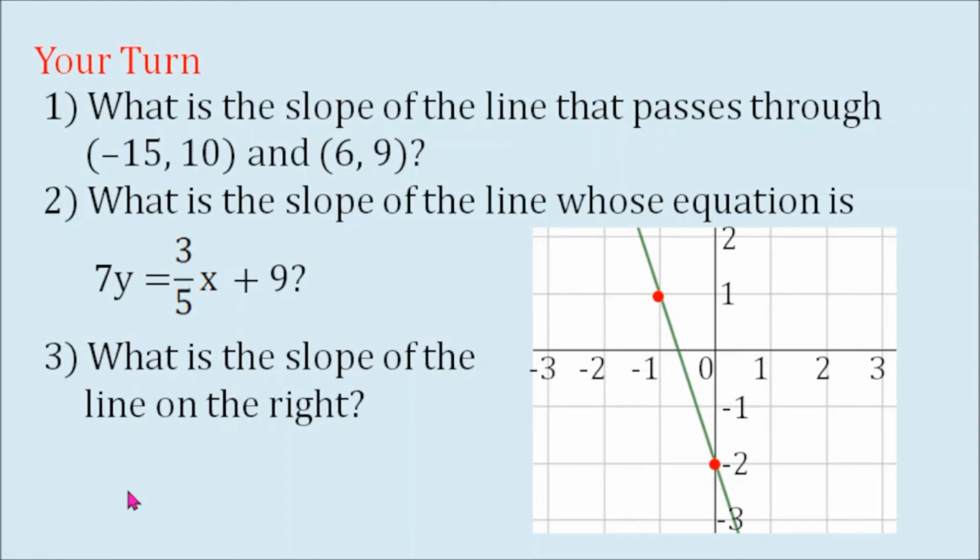Now I will show you the answer. For number 1, our slope is negative 1 over 21. For number 2, our slope is 3 over 35. And for number 3, our slope is negative 3.